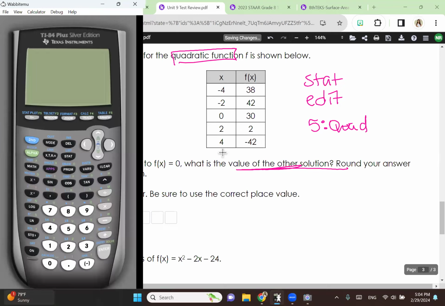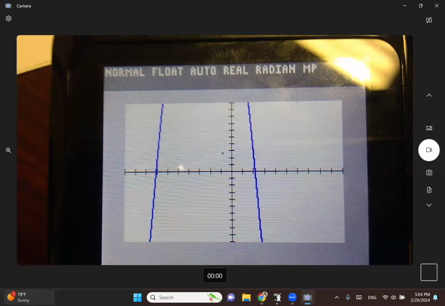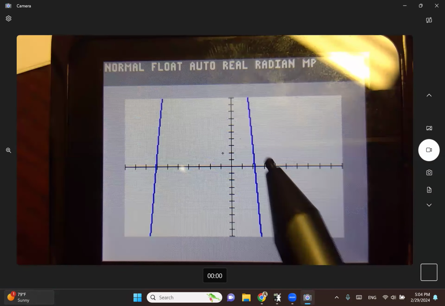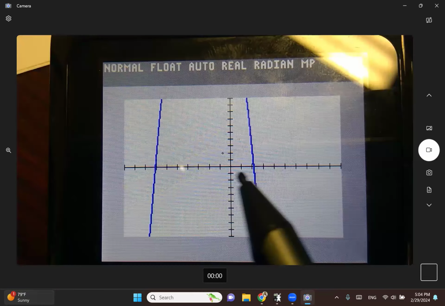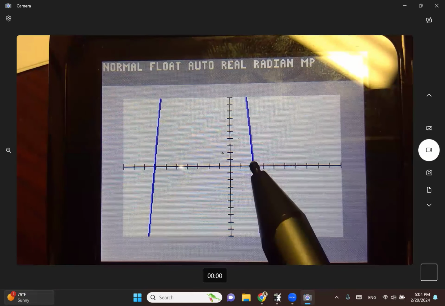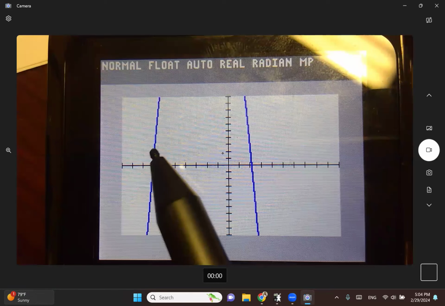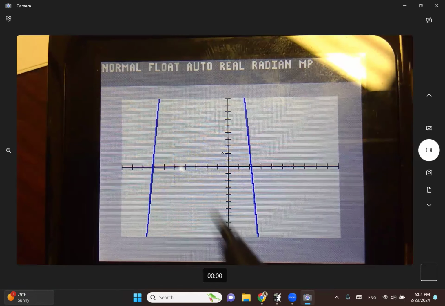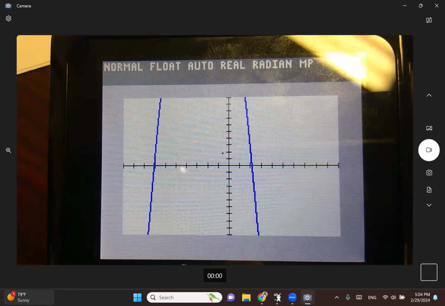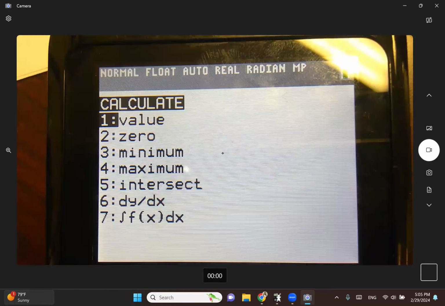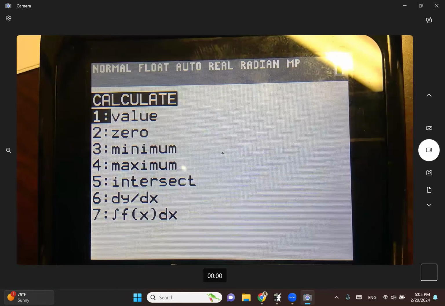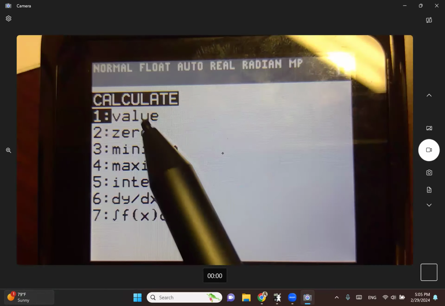What is the value of the other solution? Well, if you look at the calculator, you can tell that 2.1 is this 0 right here. It's that x-intercept. So what it's wanting us to find is the other x-intercept, the negative solution. And I do that by pressing second trace. I use option number 2 for the zeros or the x-intercept.